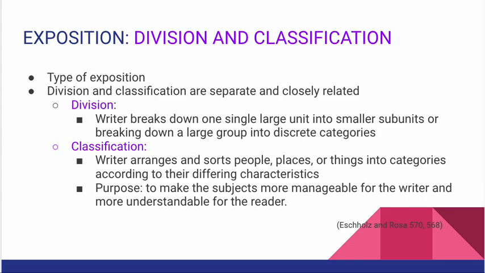Division and classification is another method of exposition. The purpose of this pattern of organization is to make the subjects more manageable for the writer and more understandable for the reader. Division and classification can be used separately or together as they are closely related. With division, the author divides one large entity into its smaller components, or divides a large group into separate categories of the group. With classification, the author arranges and sorts people, places, or things into categories that are already determined based upon their characteristics that are different.